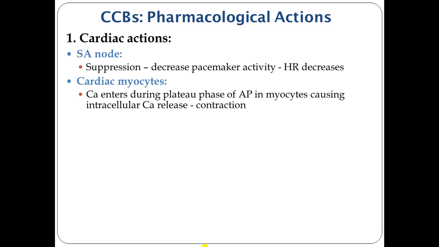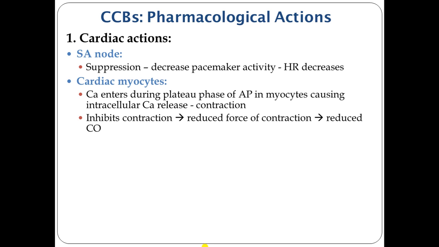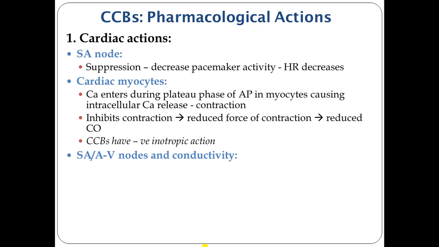Action on cardiac myocytes. Calcium enters during the plateau phase of action potential in myocytes, causing intracellular calcium release and contraction. The inhibition of this contraction would lead to reduced force of contraction, and reduced cardiac output has been noticed with calcium channel blockers. So calcium channel blockers have negative inotropic action. They reduce the force of contraction of cardiac myocytes.